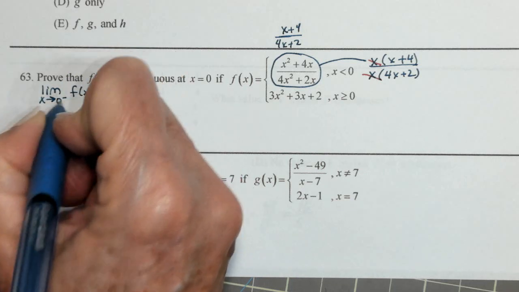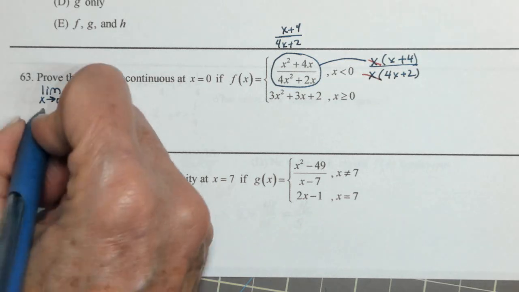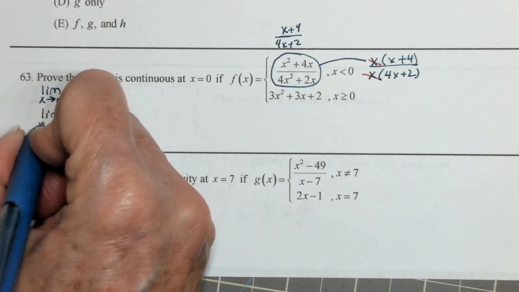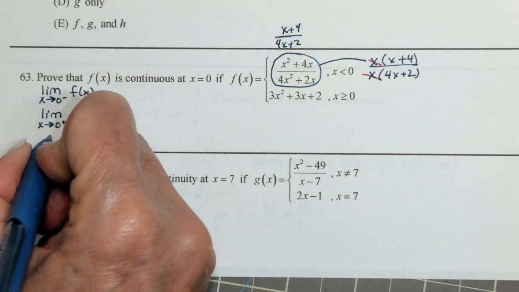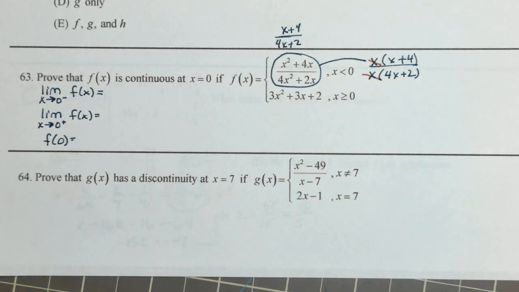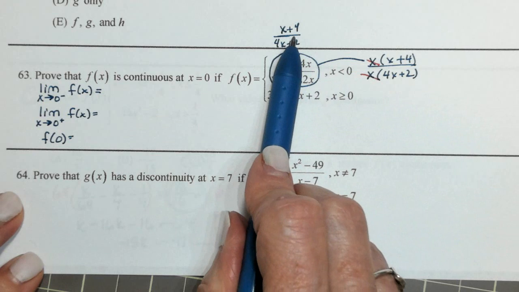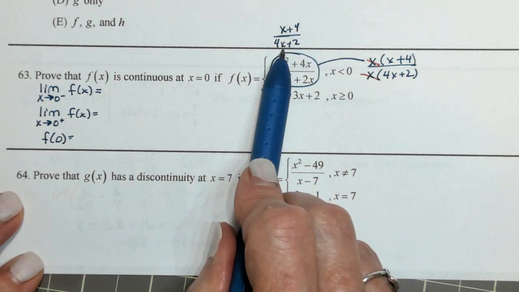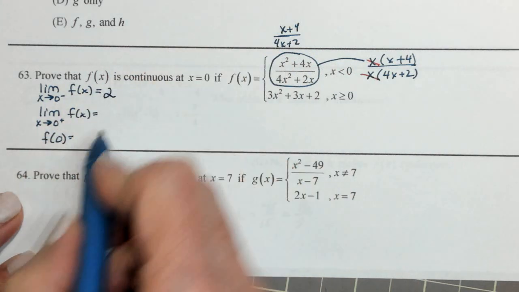To prove continuity or discontinuity, you have got to show these limits: the limit as x approaches 0 from the left, the limit as x approaches 0 from the right, and then you're going to find f at 0. Three steps every time: left, right, and then dead on. From the left I'm using this piece, and I'm putting 0 in for the x's. I get 4 over 2, which is 2.